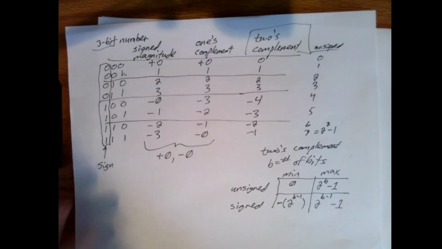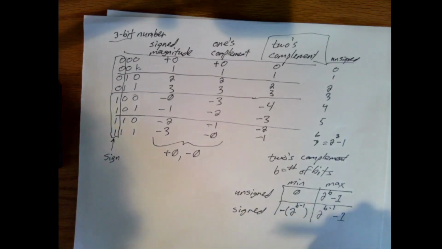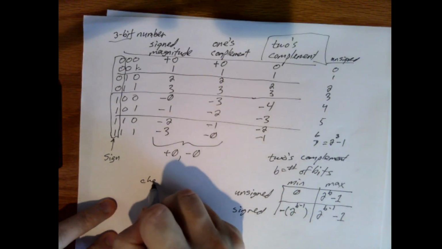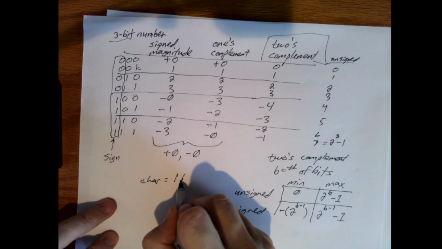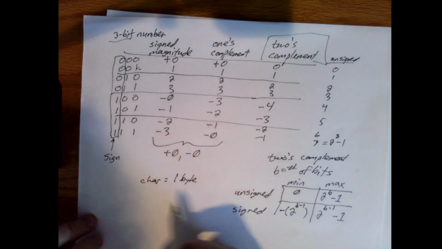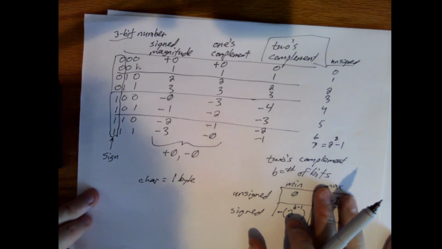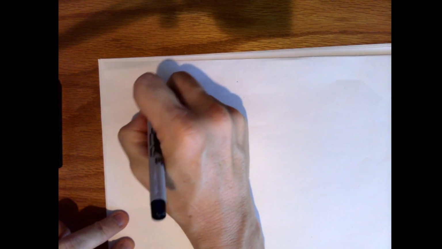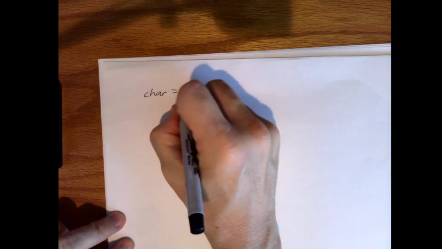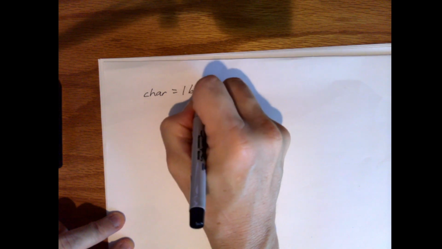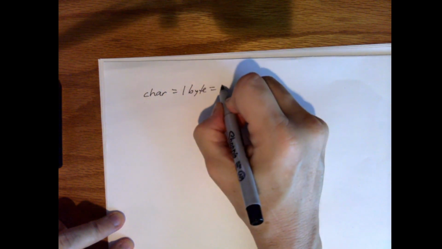So once again, the issues here are, come back and look at this. When I make a choice, so if I say char, which is 1 byte, what is the range of values I can represent? So let's write those out. So we said that a char is 1 byte, which is equal to 8 bits.